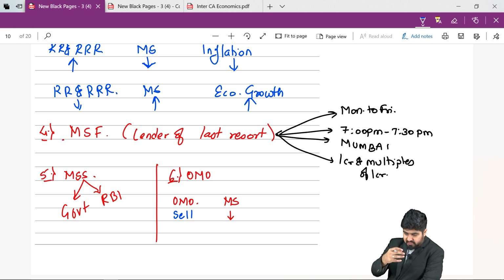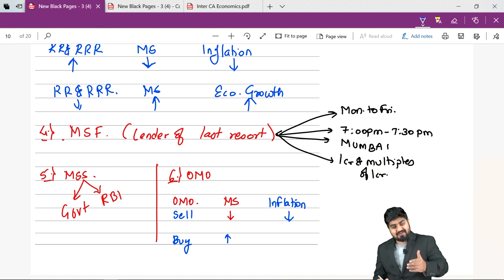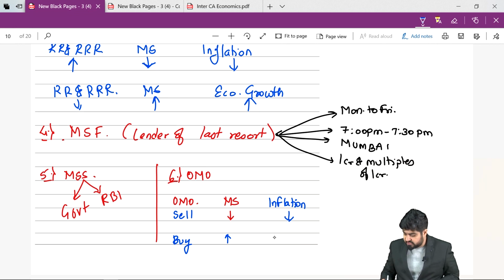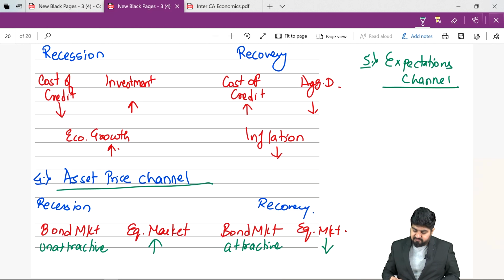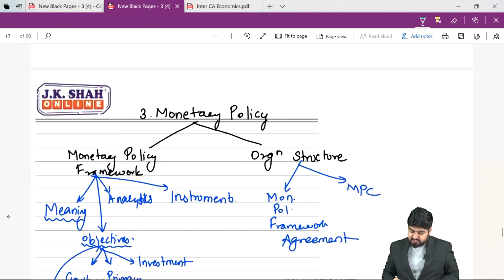Taking away money from the country will reduce the money supply in the economy, which will ultimately reduce the level of inflation. Do you agree to this? Similarly, suppose we want to increase the level of money supply, so rather than selling, RBI will start buying and paying money to the general public, which will increase the level of investments in the market, and if investments increase, there will be economic growth in the country. So this is how, my friends, the instruments will be used.